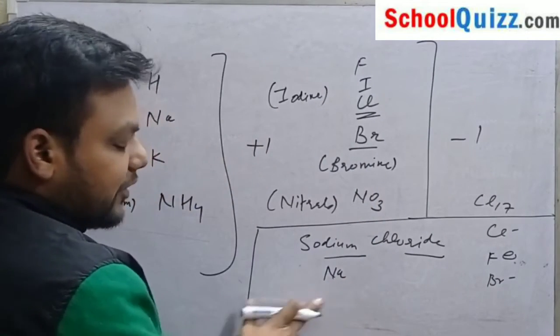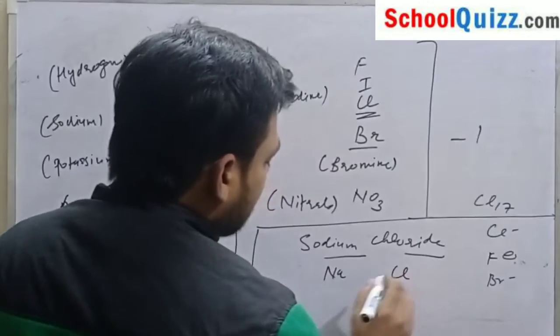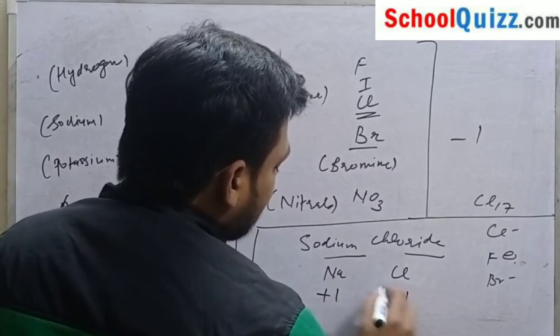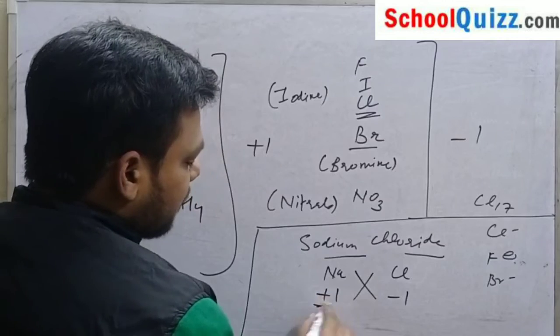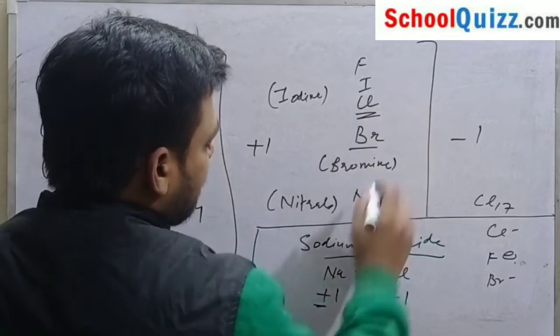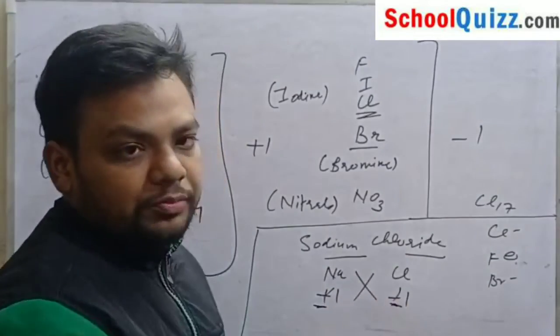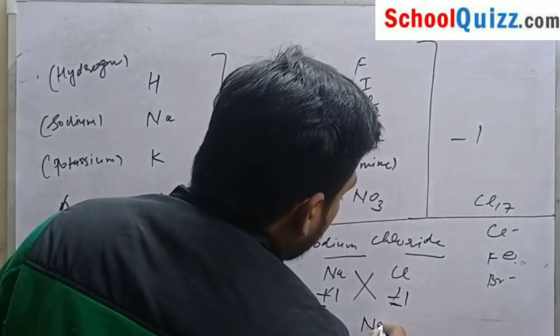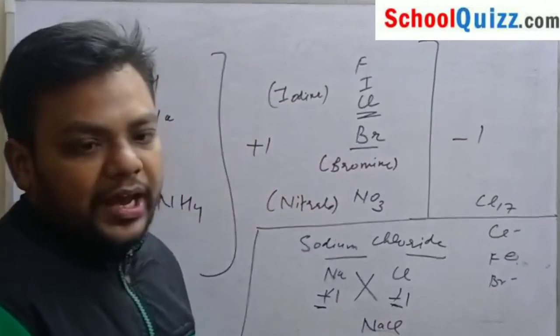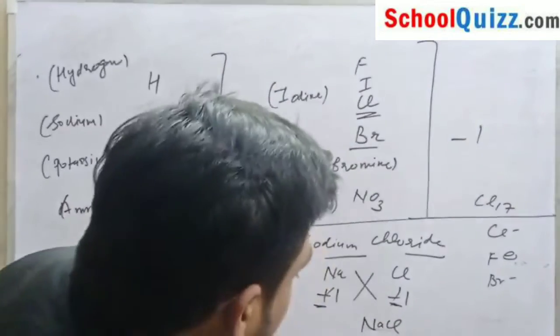Suppose we have written the symbol of sodium, and next is chlorine. It is plus 1, it is minus 1. We don't have to consider the plus and minus signs. We have to cross multiply. So it will become NaCl.